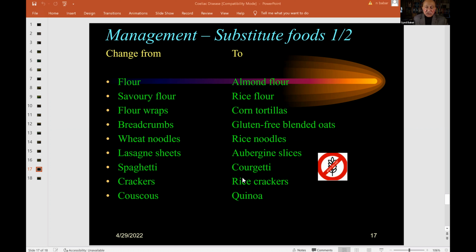spaghetti substituted with courgette, crackers changed to rice crackers, couscous changed to quinoa. Food items with gluten present will have the warning symbol like this. This is wheat.